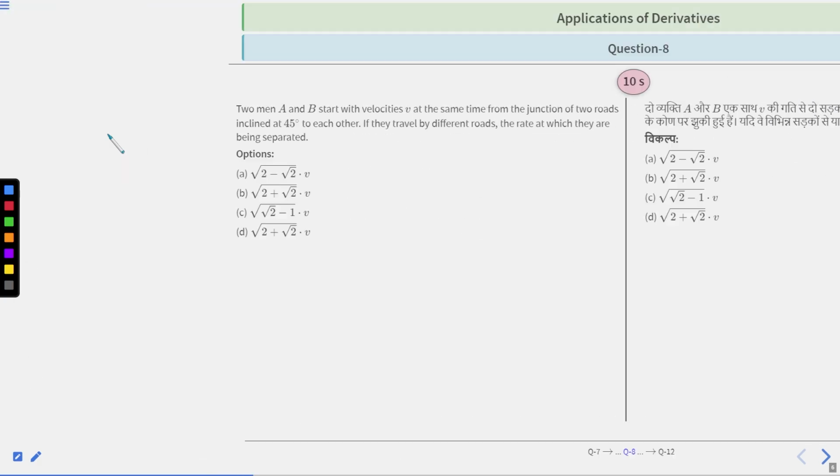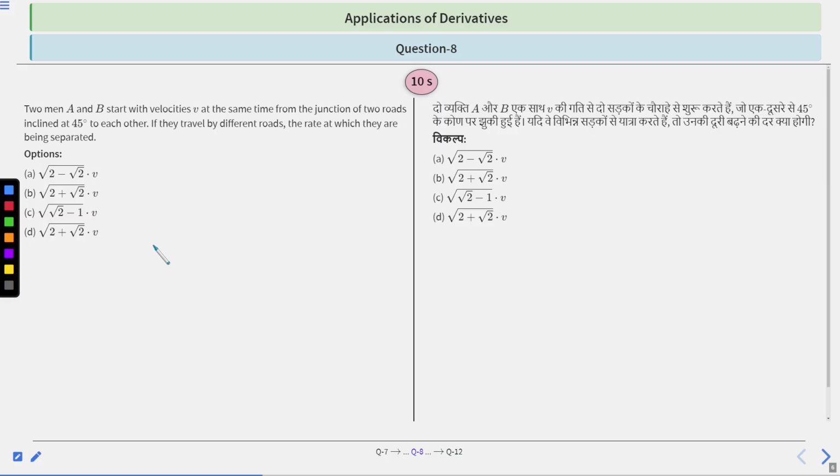Let's move to the next question, question number 8, which says: two men A and B start with velocity v at the same time from the junction of two roads inclined at 45 degrees to each other. If they travel by different routes, the rate at which they are being separated is?